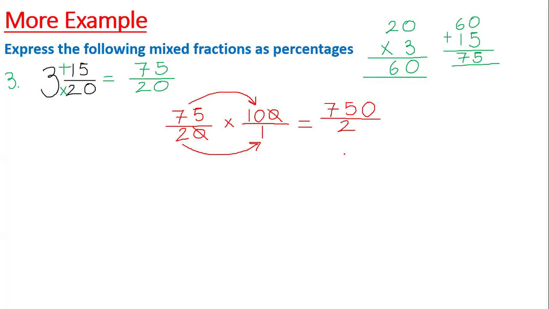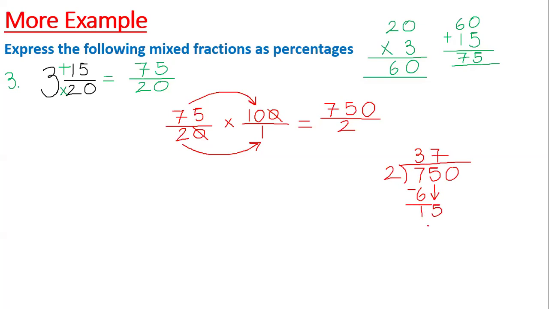So we have 750 divided by 2. So 2 into 750. How many times does 2 go into 7? 3 times. 2 times 3 is what? 6. 7 minus 6 is what? 1. Bring down the 5. How many times does 2 go into 15? 7 times.